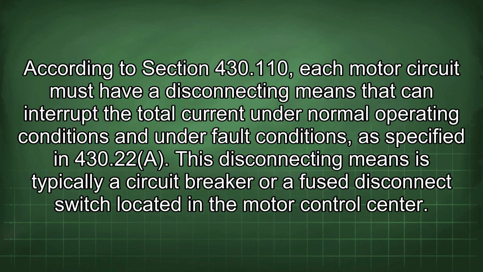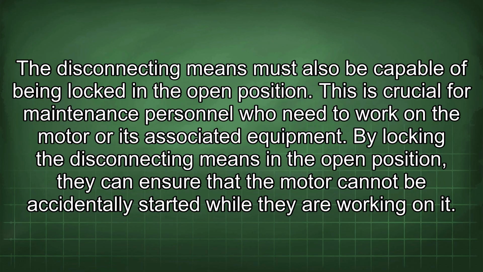According to Section 430.110, each motor circuit must have a disconnecting means that can interrupt the total current under normal operating conditions and under fault conditions, as specified in 430.22(a). This disconnecting means is typically a circuit breaker or a fuse disconnect switch located in the motor control center. The disconnecting means must also be capable of being locked in the open position. This is crucial for maintenance personnel who need to work on the motor or its associated equipment. By locking the disconnecting means in the open position, they can ensure that the motor cannot be accidentally started while they are working on it.